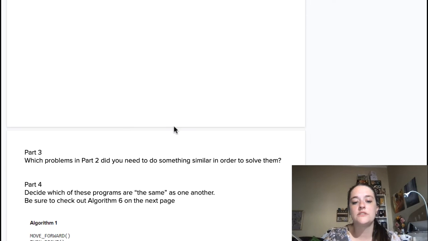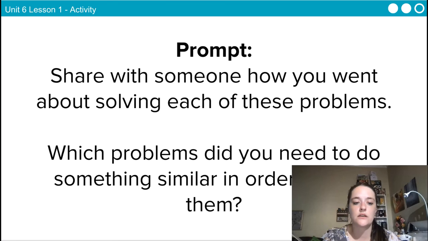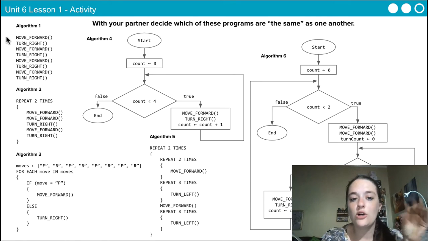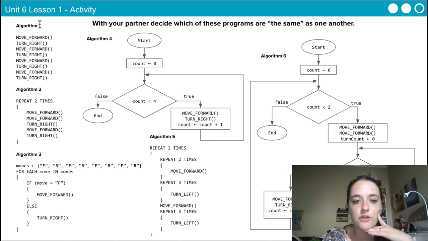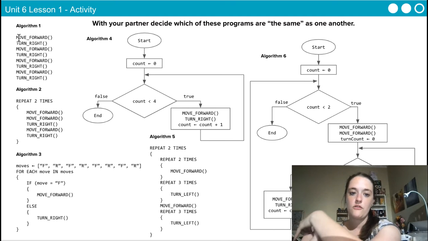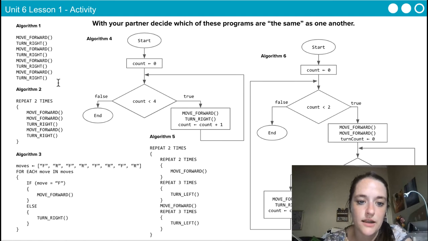Now, part number 4: with your partner, decide which of these programs are the same as one another. I'm going to help you talk through these. Algorithm 1 says move forward, turn right, move forward, turn right, move forward, turn right, move forward, turn right. Algorithm 2 says repeat 2 times: move forward, turn right, move forward, turn right.